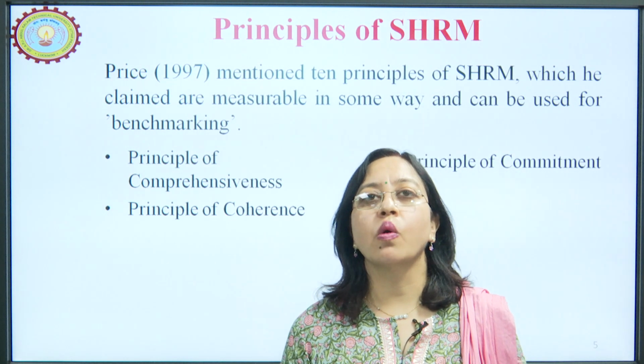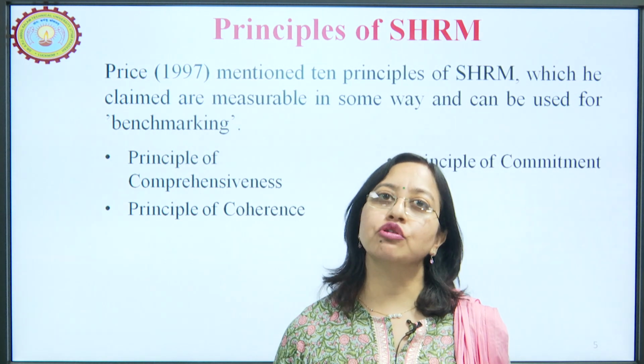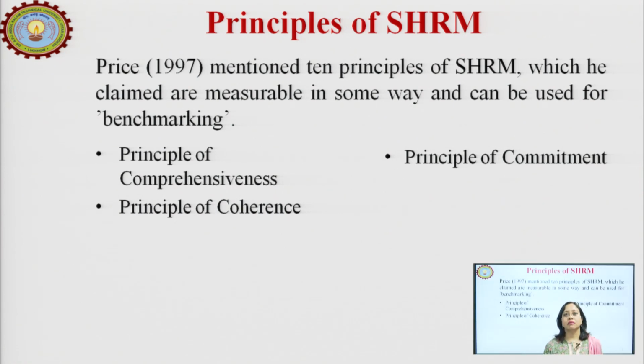Then principle of coherence. All the HR policies and practices, they should be in one direction. It should not be that they are counterproductive to each other. They should not be in opposition to each other. That at one point we are saying that we have to bring down the compensation cost because we have to reduce the labor cost, and on the other we are saying that we should give more and more benefits and incentives to employees. So, that will be counter to each other. So, they should be coherent.